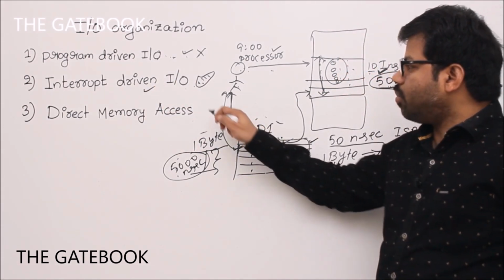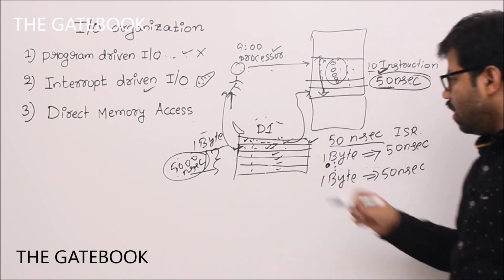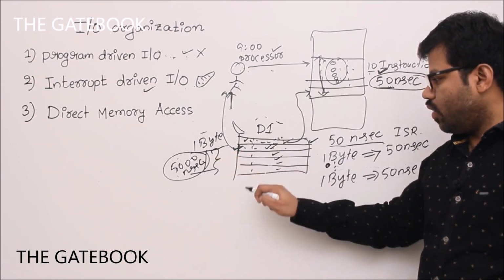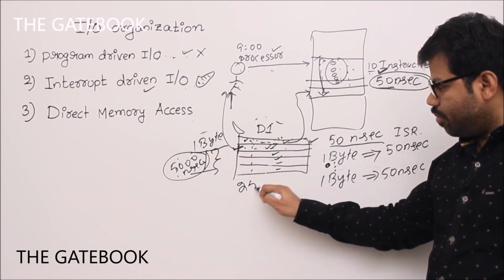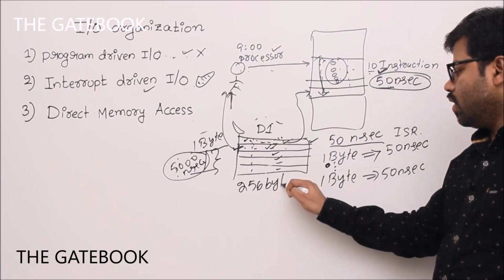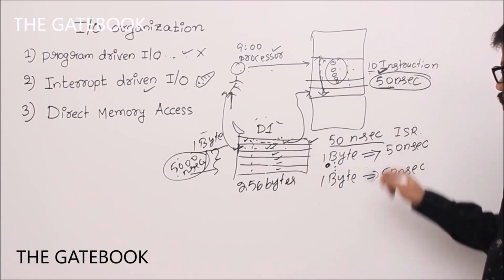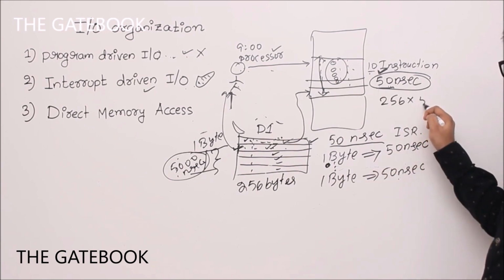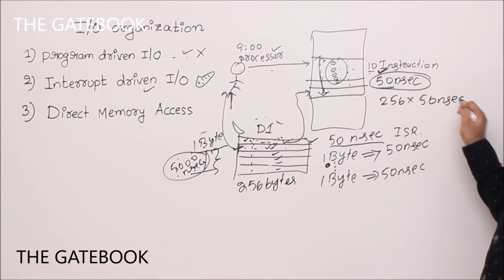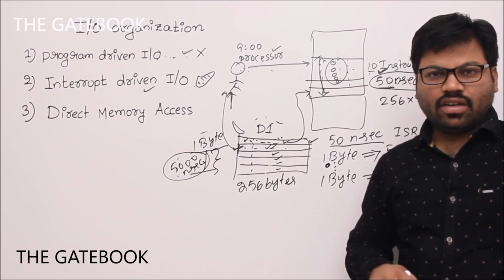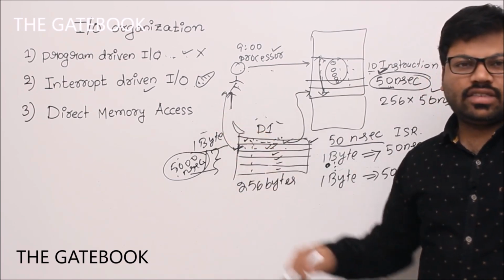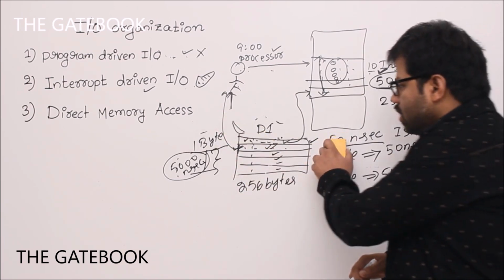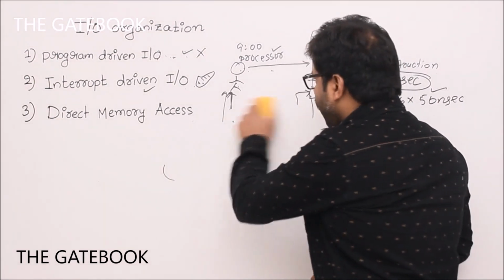Now we will see the problem with this interrupt driven IO. Still, if you have huge data like 256 bytes, then unnecessarily 256 times 50 nanoseconds of time you have to waste, right? To avoid that, direct memory access was invented. So we will see how direct memory access avoids that problem.